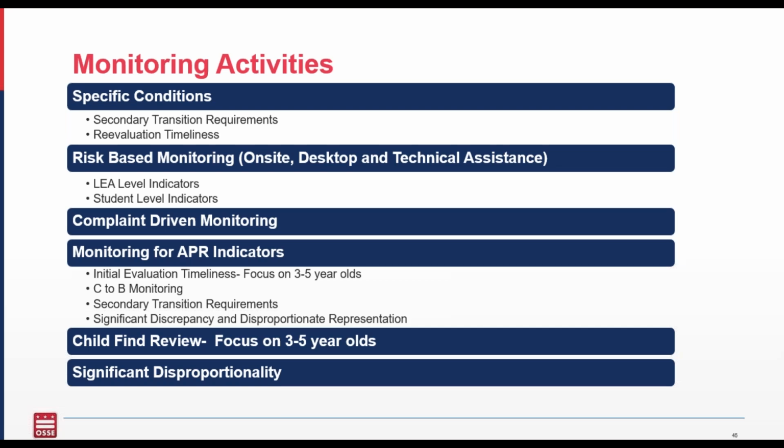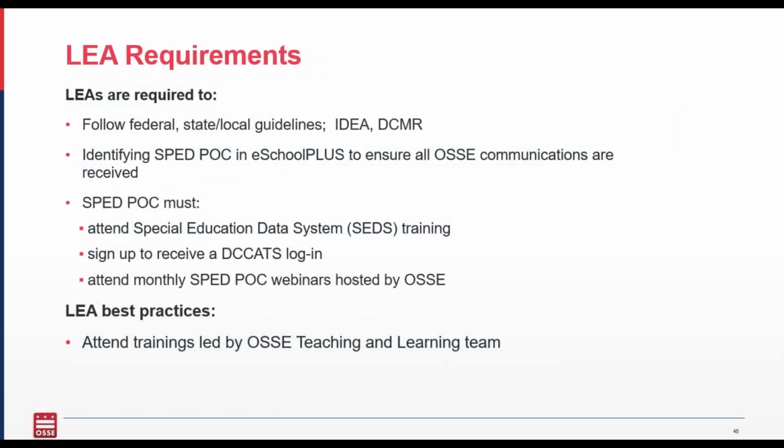do investigative complaint-driven monitoring. We also monitor for all APR indicators. These include initial evaluation timeliness with a focus on 3 to 5-year-olds, C2b monitoring, secondary transition requirements, and then significant discrepancy and disproportionate representation. We also conduct child find reviews. This is also with a focus on 3 to 5-year-olds. And then we are also required to identify LEAs that have a significant disproportionality. So this is an overview of all of our monitoring activities which we conduct throughout the school year, or the calendar year, I should say.